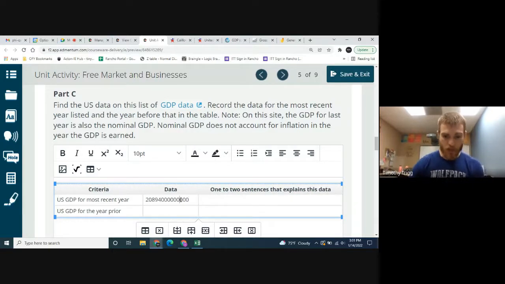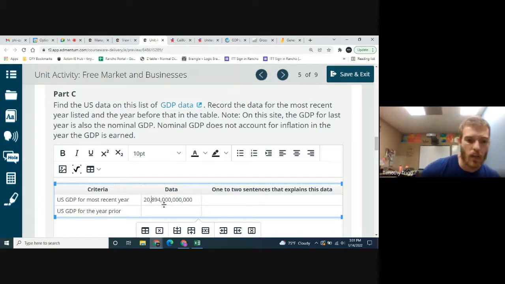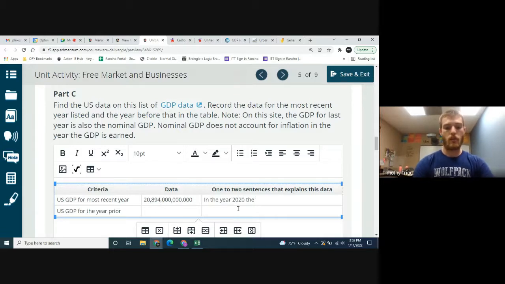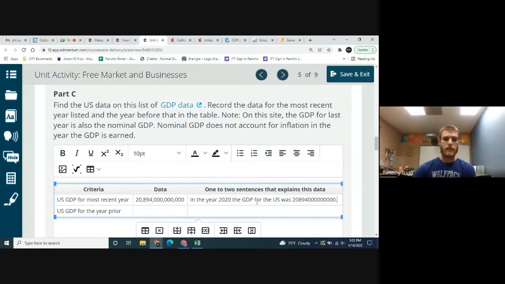Okay, so that's how much this number is. Okay. So this is thousands, millions, billions, trillions. So this is how much the GDP was for 2020. And so in a sentence over here, you would just say that. So in the year 2020, the GDP for the US was 20.894 trillion. Okay, so that's an incomplete sentence.